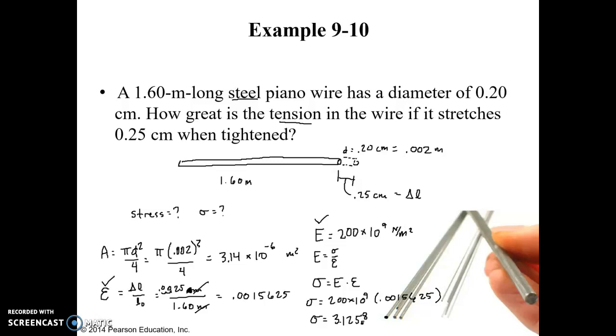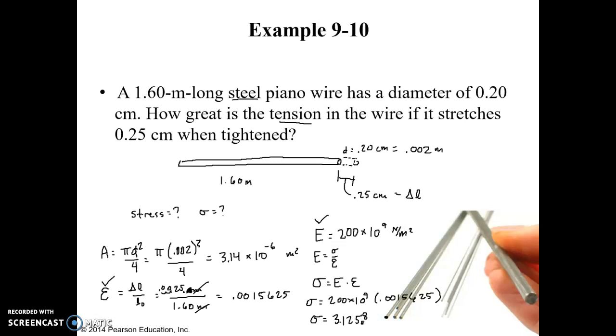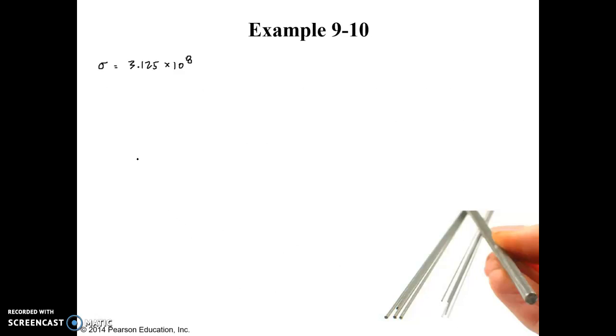Okay, let's take this over to the next slide. Let's actually pick right up where I left off on that previous slide. Stress is 3.125 times 10 to the 8th. Okay, that's a really big stress, but we've got a little tiny area, so the force may not be so big. And our area was 3.14 times 10 to the negative 6th.